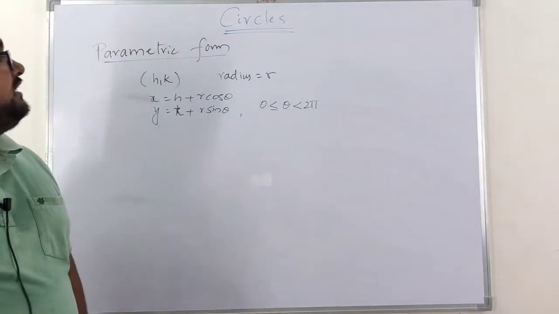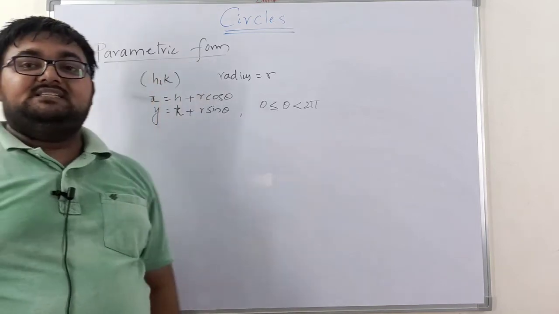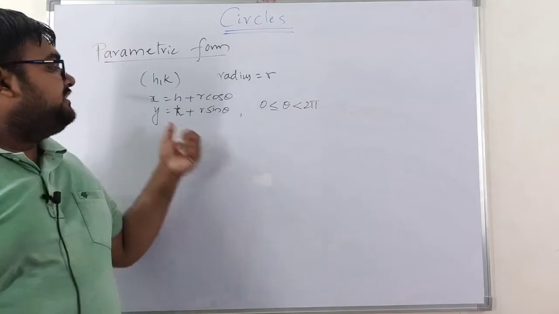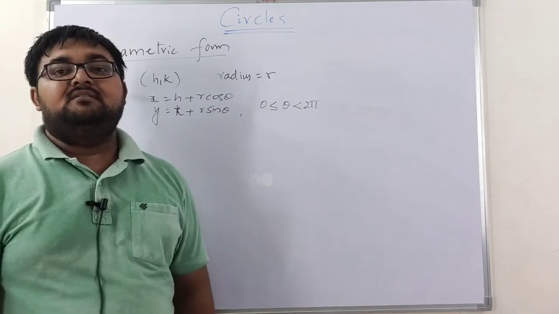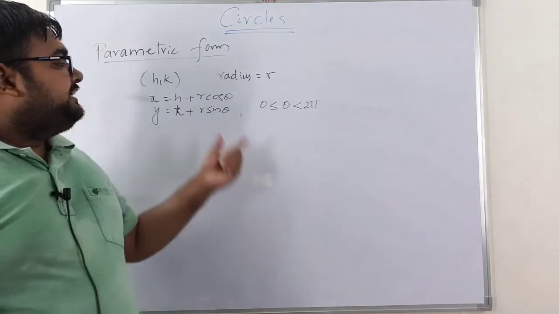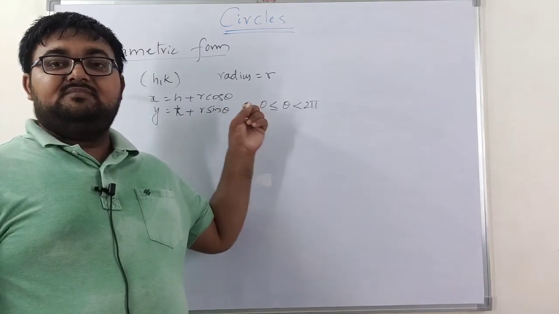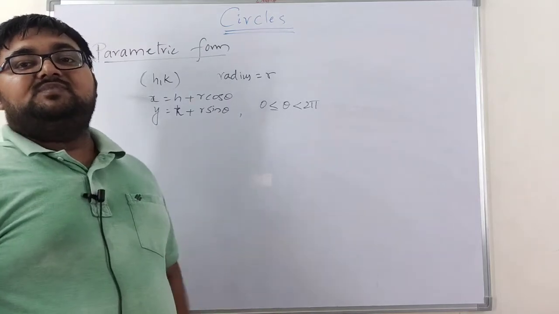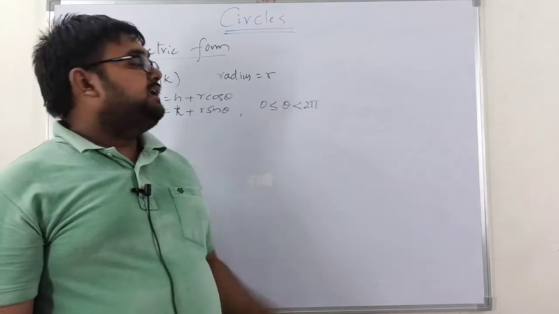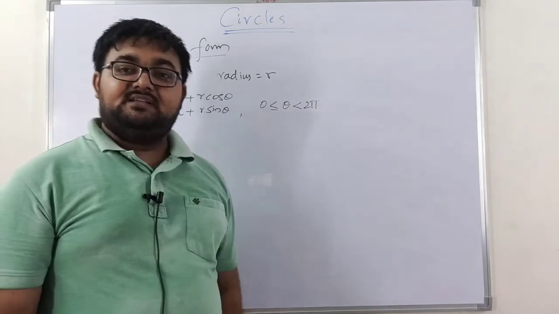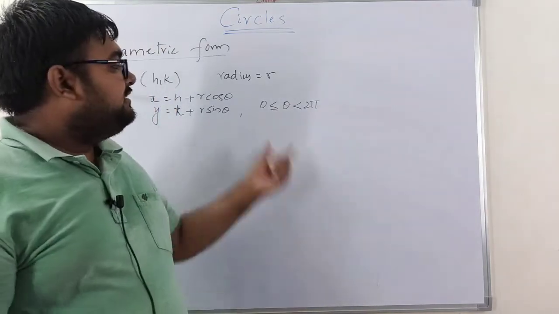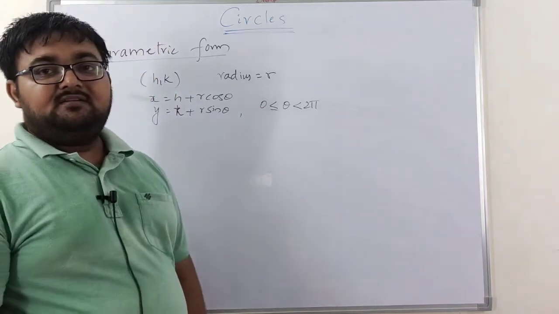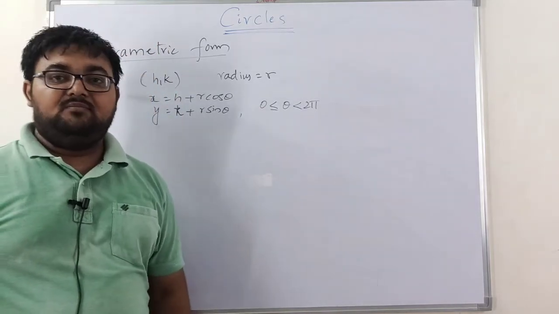See the parametric equation. The parametric form of a circle is given by x is equal to h plus r cos theta, y is equal to k plus r sin theta. Here theta is nothing but the angle which varies from 0 to 2 pi. That means the angle can vary from 0 degrees to 360 degrees. If you take 0 degrees, you cannot take 2 pi because both are the same, right? Both represent the same thing.